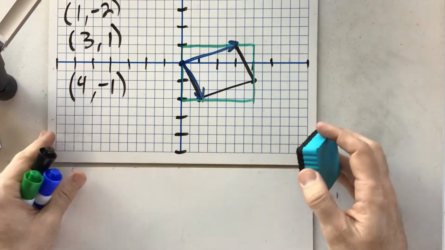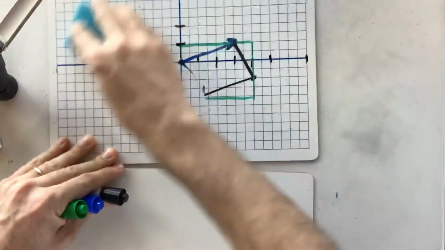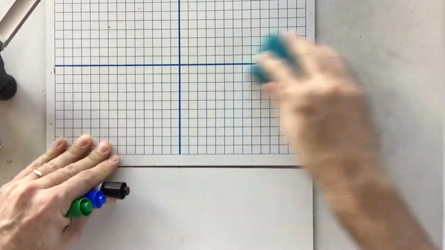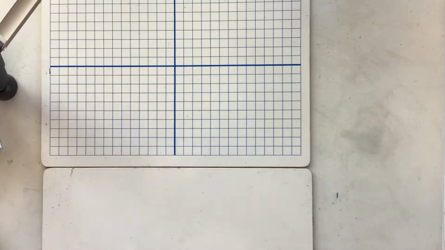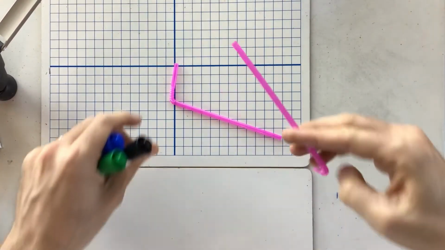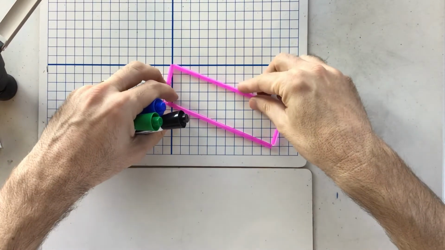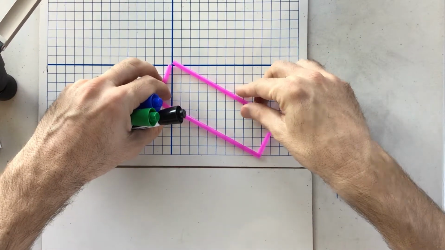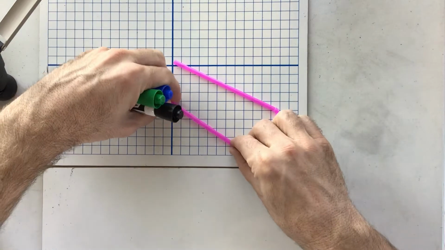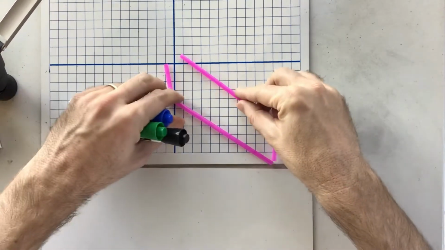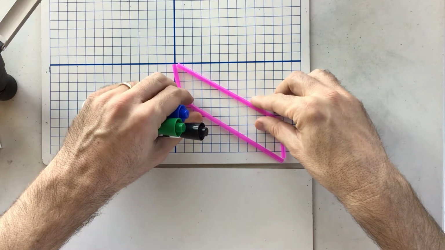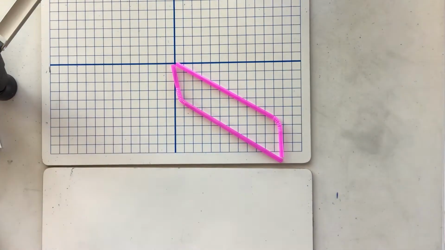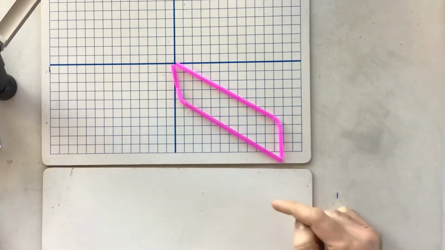So let me erase this real quick, and I'm going to illustrate this with some popsicle sticks. Or not popsicle sticks, these are straws. So I'm going to illustrate this with some straws. I have myself a parallelogram created out of these straws, and I have it from the origin. If it was somewhere else, you just shift it to the origin and make your origin at that spot. So what would be the area of this shape?